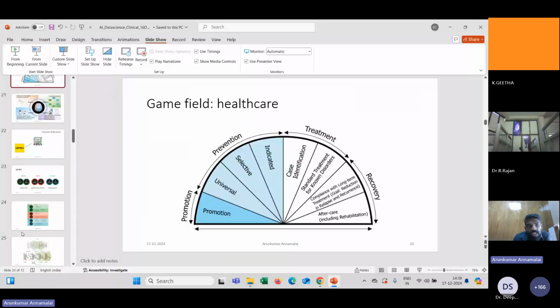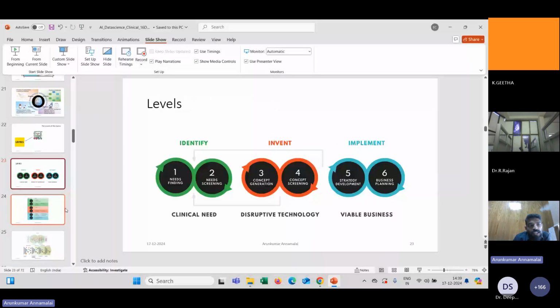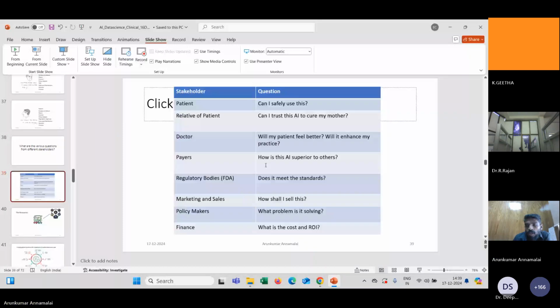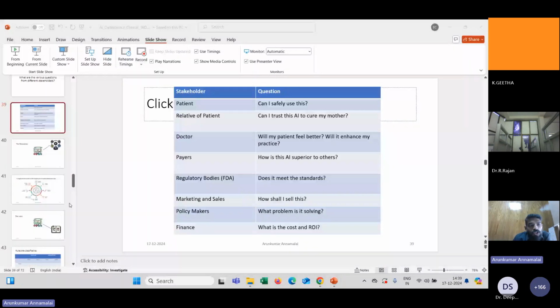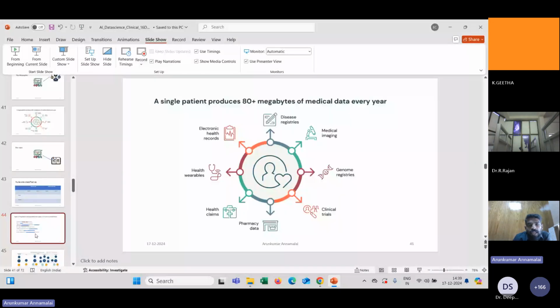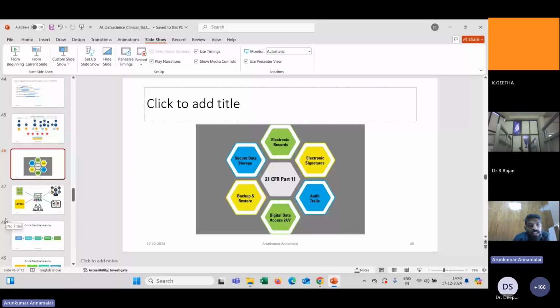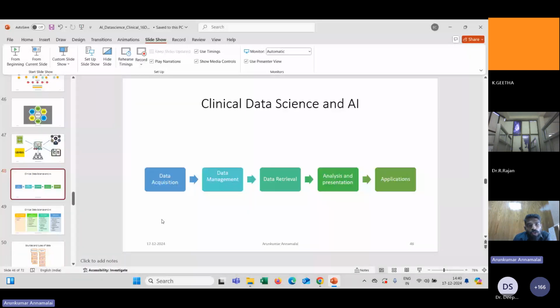You need to identify, invent, and implement. And then you have different stakeholders. And your primary resource is your data. And these are your rules. You have FDA rules, you have clinical data science rules, then you have 21 CFR Part 11 rules.